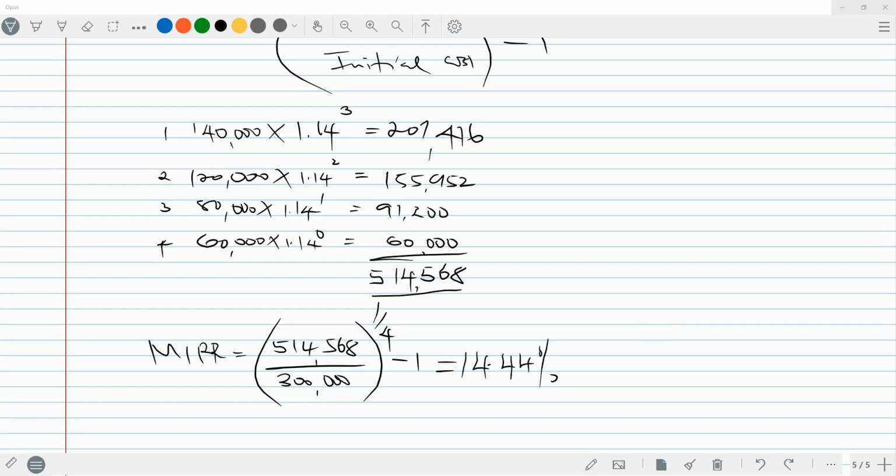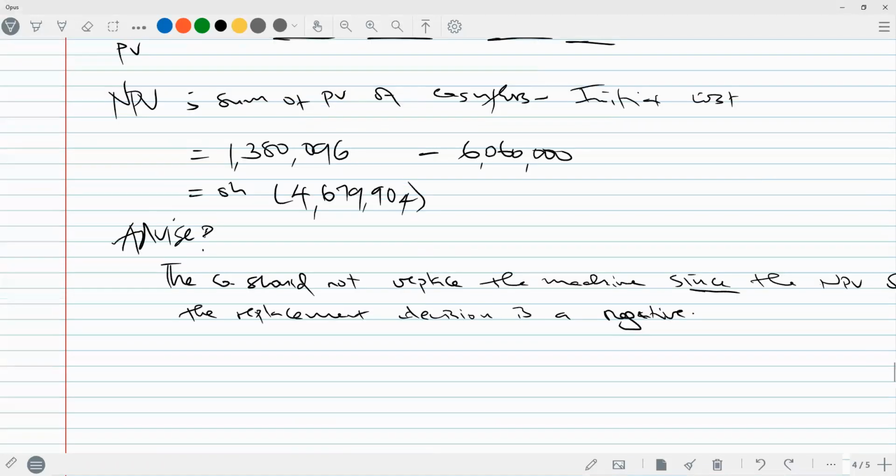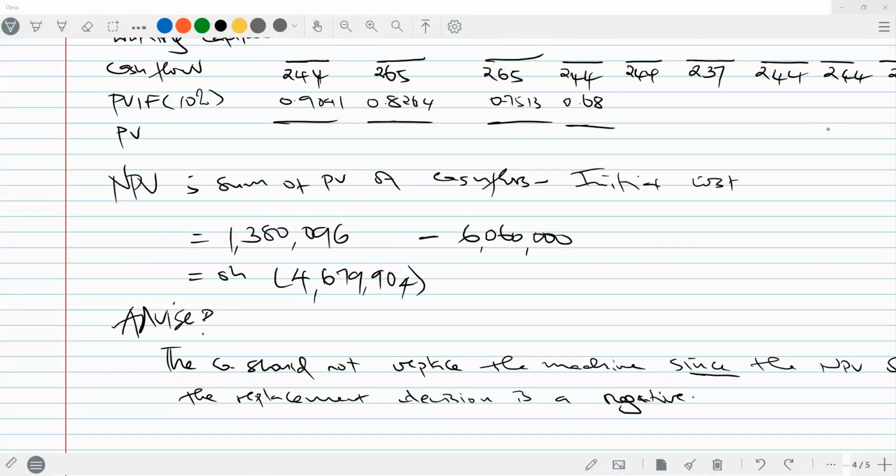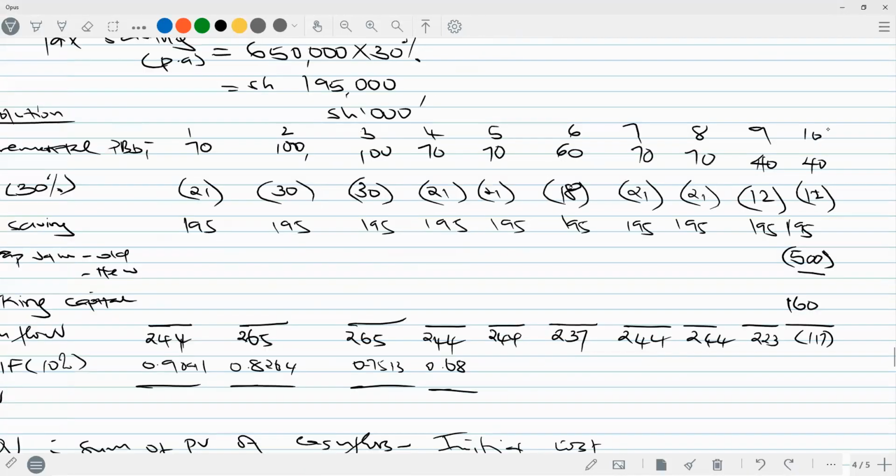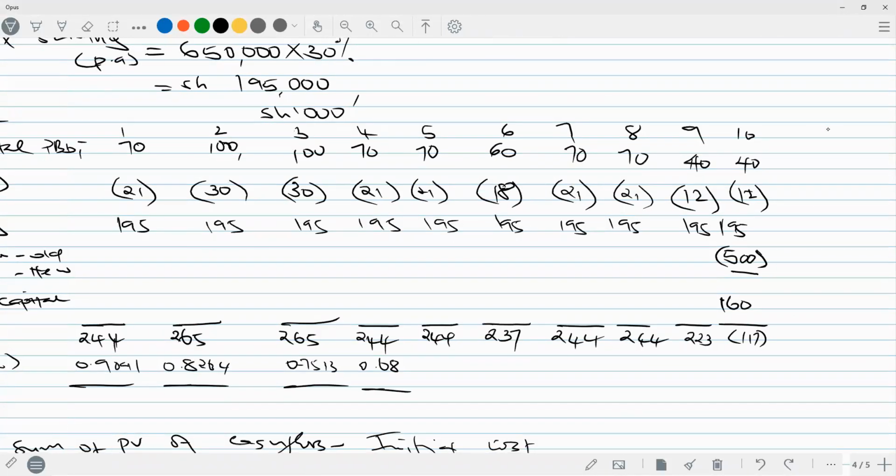Someone had a question on the appraisal. This was from Stacy. For working capital in the final year, let me just go back to the work we had just done. Why do we add the working capital here? Why did we add this 160? And it's not mentioned in the exam.